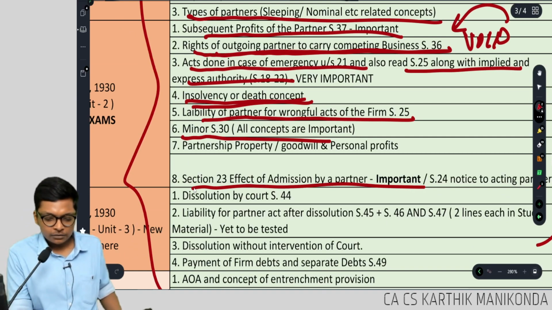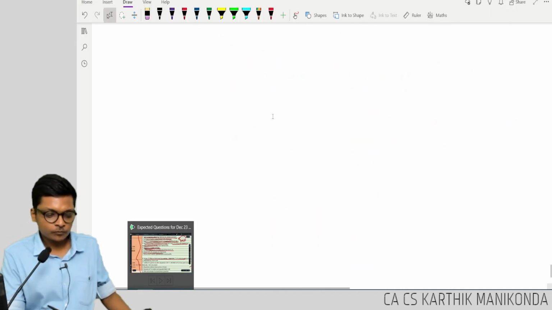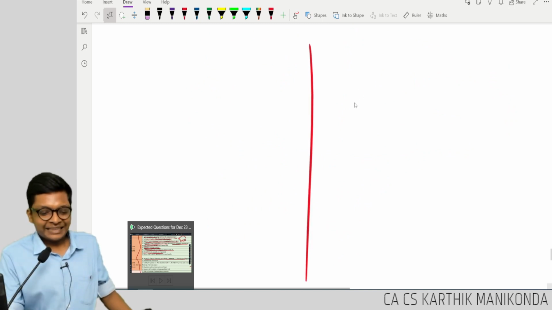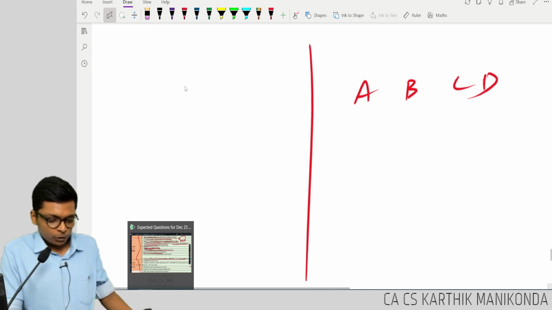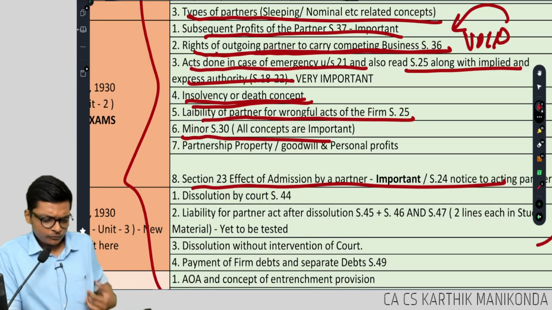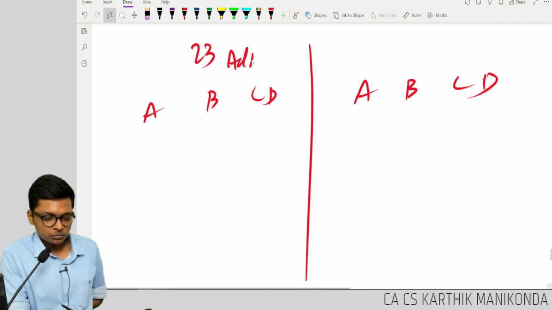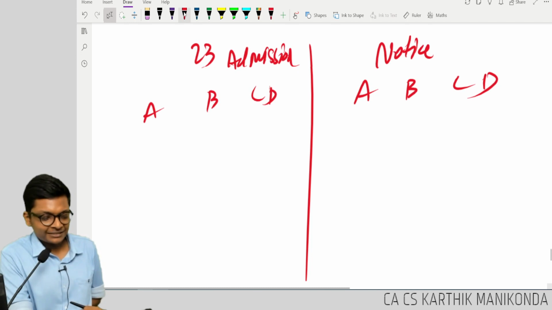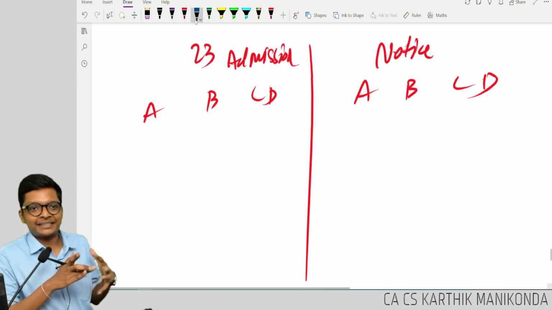Section 23 and 24. Simple concepts, guys. Look at this. Here, there are 4 partners. I will keep it very simple. Follow. 23 and 24. 23 is admission by partner, 24 is notice to partner. Both have been tested in the past. I generally give detailed examples, but this is very simple.